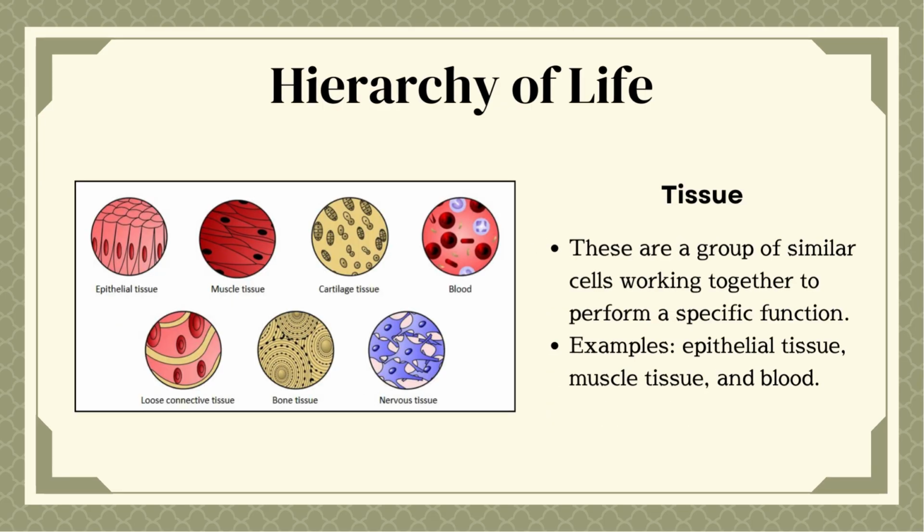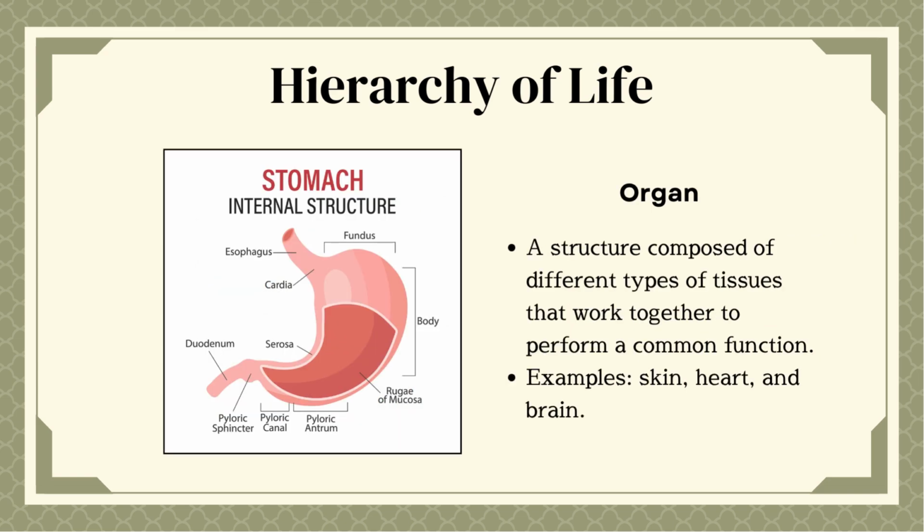Next, we have the tissue. Tissues are a group of similar cells working together to perform a specific function. Examples of tissue include epithelial tissue, muscle tissue, and blood. There are more examples shown in the image. Next is the organ. The organ is a structure composed of different types of tissues that work together to perform a common function. Examples of organs include the skin, the largest organ, the heart, and the brain. In the image, we're showing you a picture of the stomach organ.